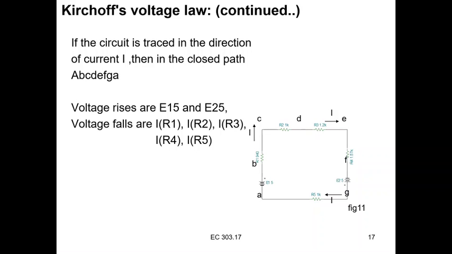The voltage across R1 is IR1, the voltage across R2 is IR2, the voltage across R3 is IR3, voltage across R4 is IR4 and voltage across R5 is IR5. These 5 voltages are falls, and the voltages E15 and E25 are the voltages across the voltage sources. That is, the voltage in a voltage source rises. That is positive.